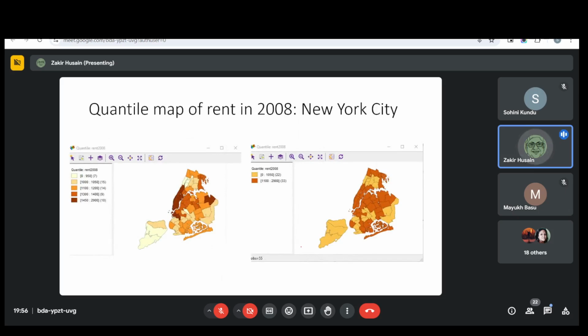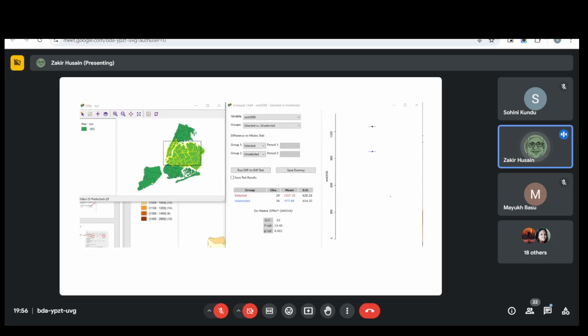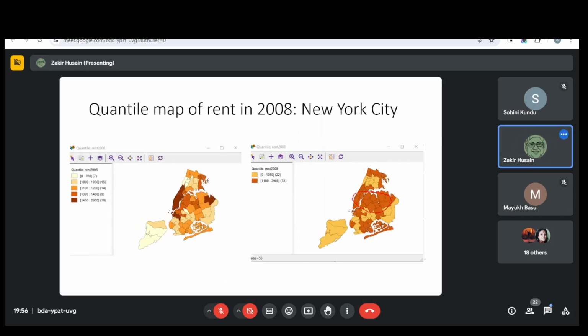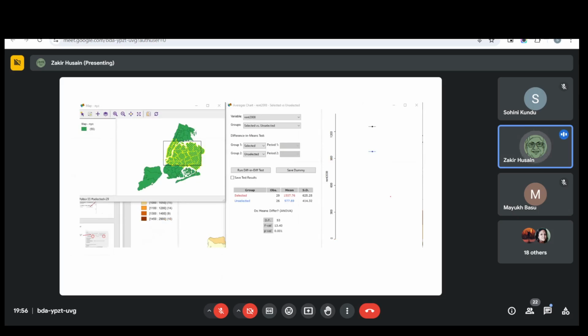Now let's go back to the New York data. So we see that this is the area which has high rents. So actually this should be our selection. The earlier one was wrong. Now if we select this area, you can see that the rent is 1507 and 977. And now the difference is statistically significant.